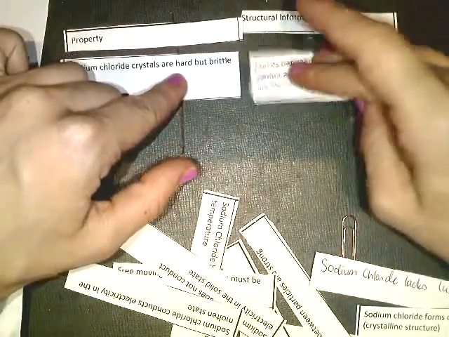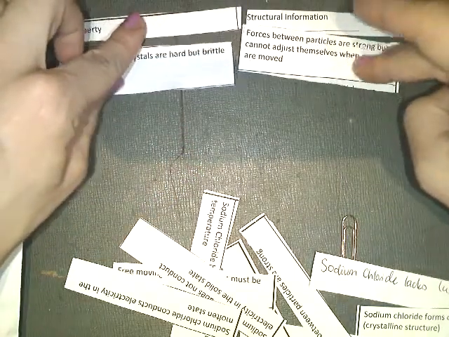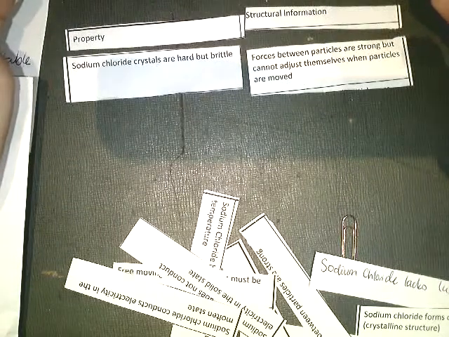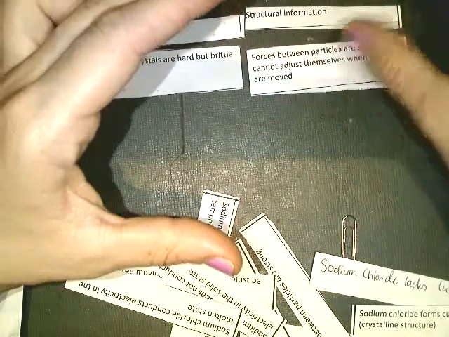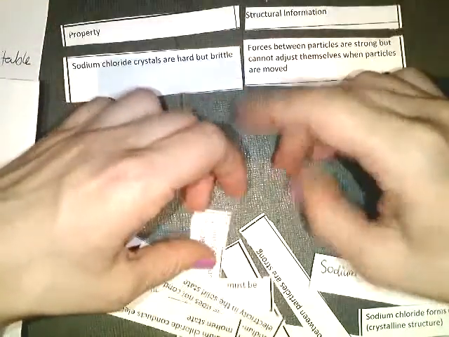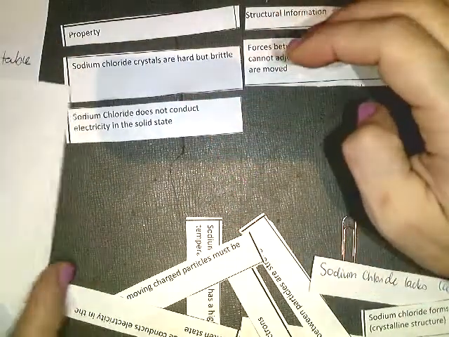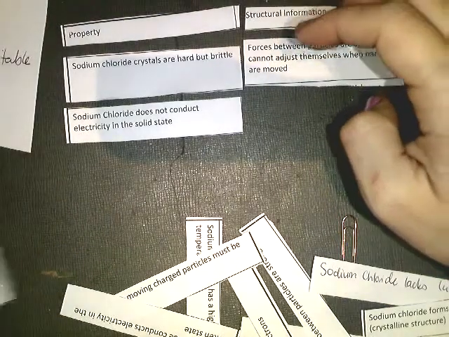Because they're hard, the forces between them are strong. Yeah, that explains them being hard. But they cannot adjust themselves when the particles are moved. So they're not like metals in that case, in that when the cations move, the electrons follow. These ones must all be stuck into a particular arrangement. If we have a look at another one, sodium chloride does not conduct electricity in the solid state.